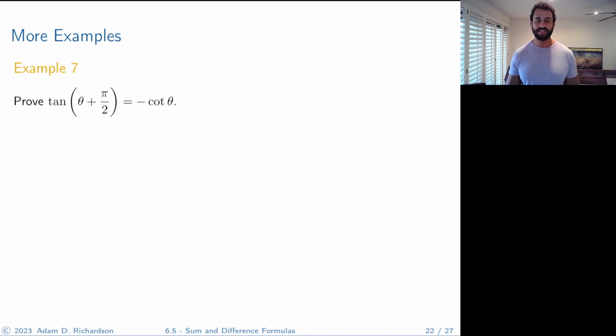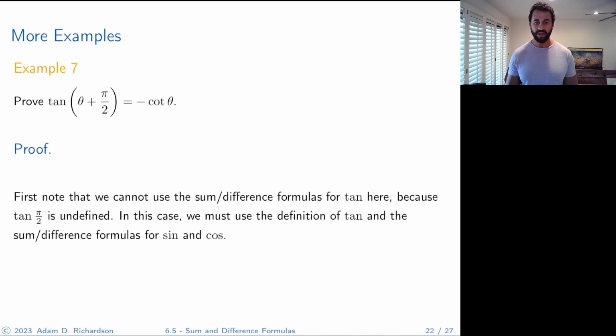If you said that we're going to use the angle sum formula for tangent, it turns out that we actually cannot use that in this case. The reason is that tangent of pi over 2 is undefined. So tangent of pi over 2 is not an angle that we can evaluate, so we can't use the angle sum formula for tangent outright. We're going to have to go back to sines and cosines.